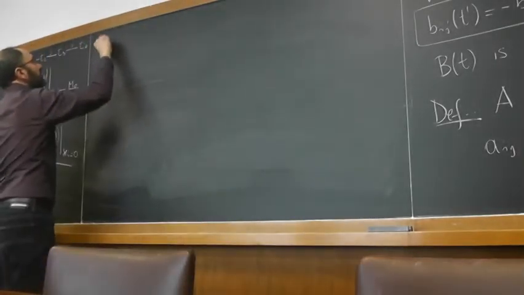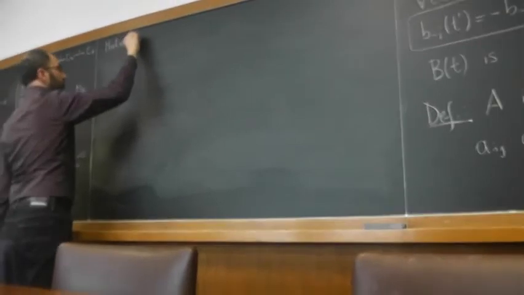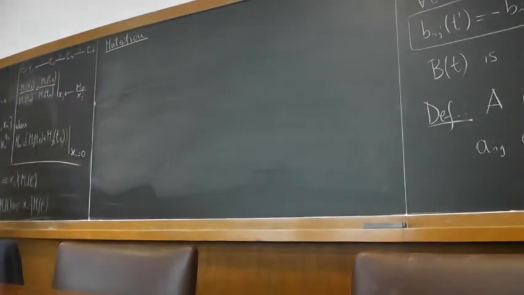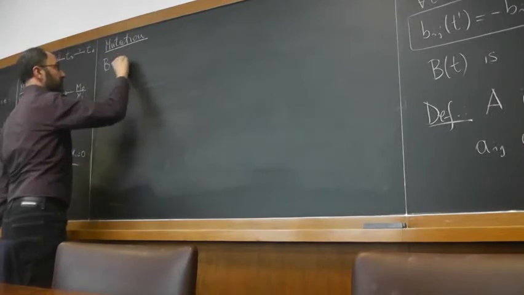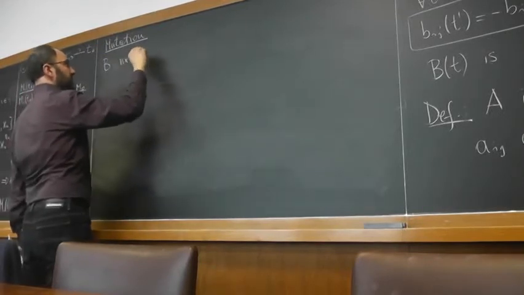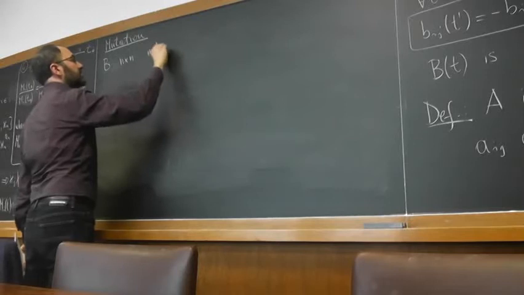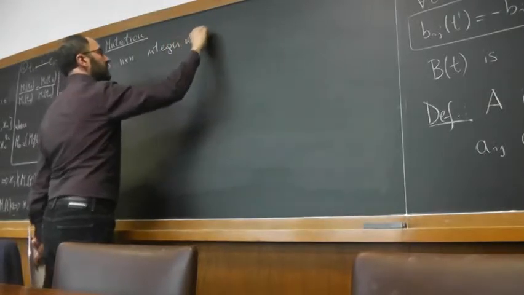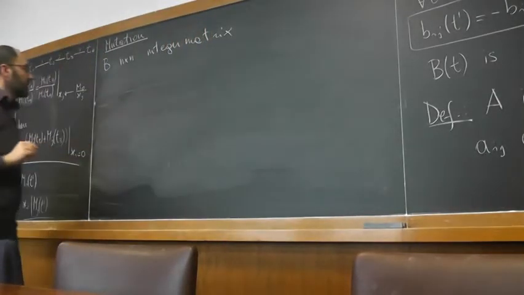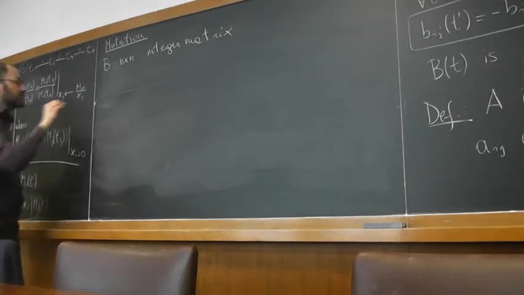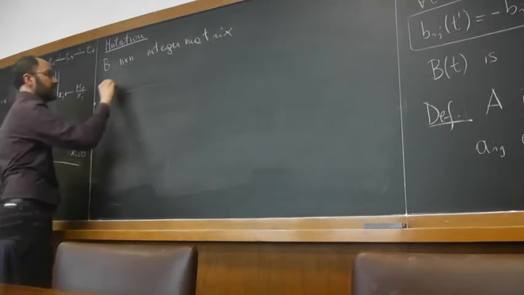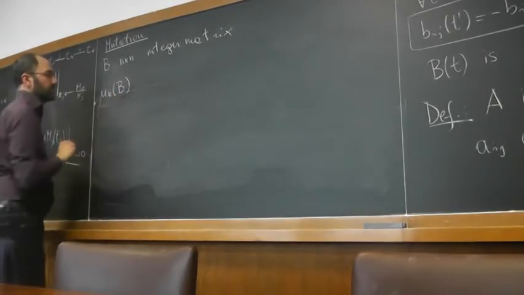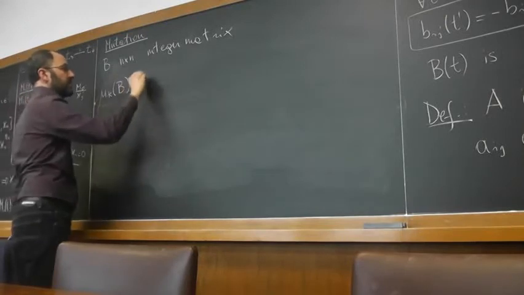Mutation. So we start with an n times n integer matrix B, and we want to define the mutation in direction k, mu k of B. We call it B prime.